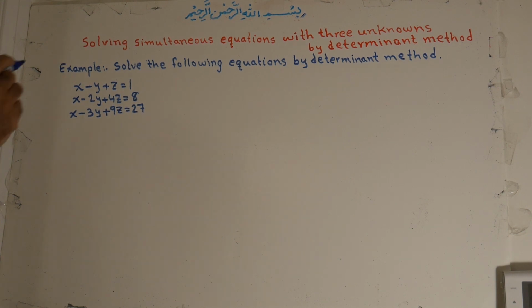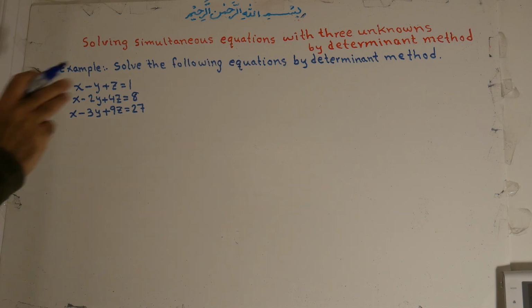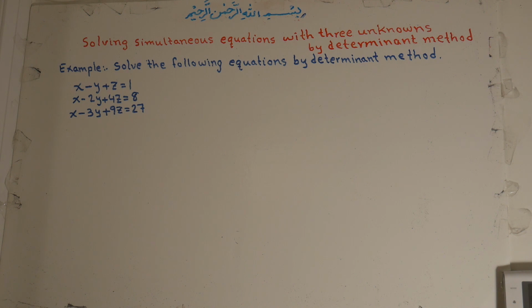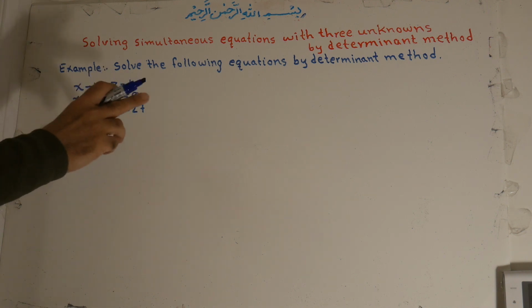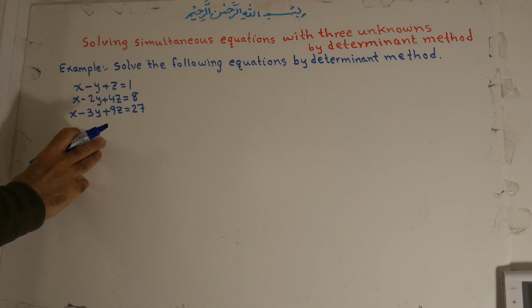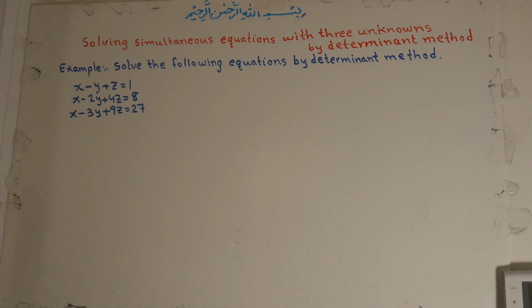Our topic is solving simultaneous equations with three unknowns by the determinant method. Now I solve an example for you. Example: solve the following equations by the determinant method.